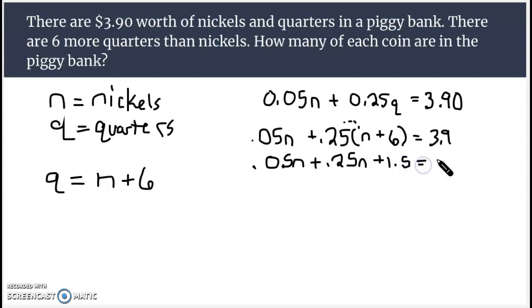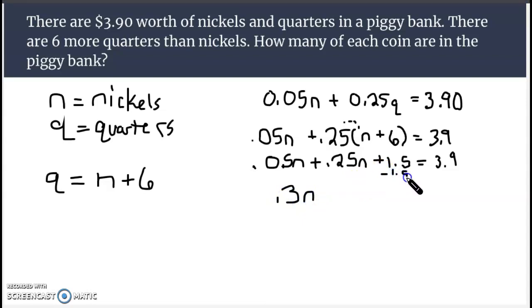Still equal to 3.9. Alright, I'm going to combine like terms. I'm going to combine the 0.05 and the 0.25 to get 0.3n. I'm going to take away 1.5 from both sides, get all the numbers to the other side as we're working here.